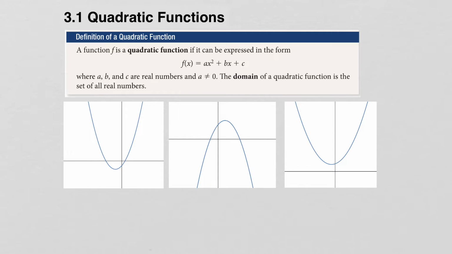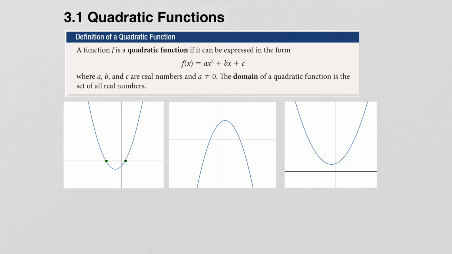And below here, you'll see 3 example graphs of quadratic functions. We call the shape of the graph of a quadratic function a parabola. And parabolas are these sort of soft V-shaped graphs. Some people call them a U-shaped graph. And you can see that it can either open upward, like this one here, or it can open downward, like this one here.